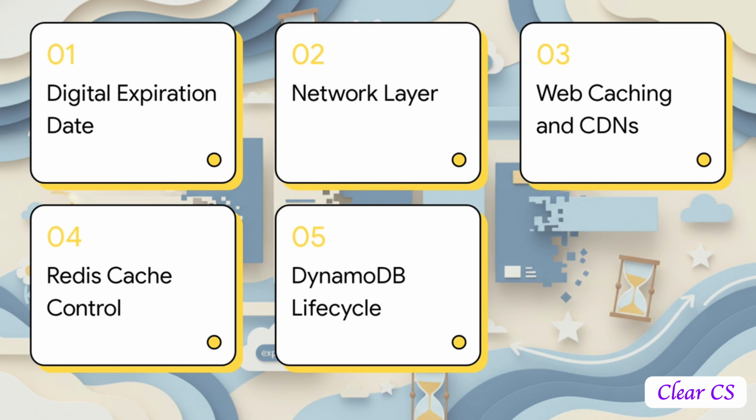Number 1, the digital expiration date. Number 2, network layer, preventing infinite loops. Number 3, web caching and CDNs. Number 4, Redis, in-memory cache control. And number 5, database lifecycle with DynamoDB. We're going to start all the way down at the low-level network packets designed back in the 1980s and work our way straight up the technology stack to modern, globally distributed enterprise cloud databases.